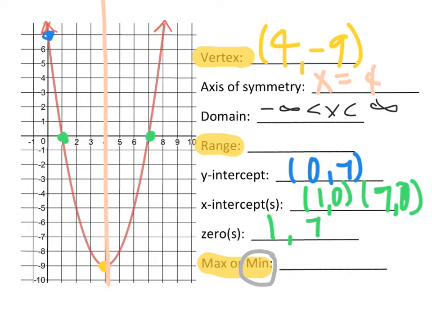And this value down here, this absolute lowest value on my graph, I'm going to draw a dashed line there, is at negative 9. So the minimum of the graph is negative 9. That also tells me that my range is y's that are greater than or equal to negative 9. So because it's a minimum, we're saying that the graph is bigger than negative 9. Negative 9 is the smallest value. It's our minimum value.